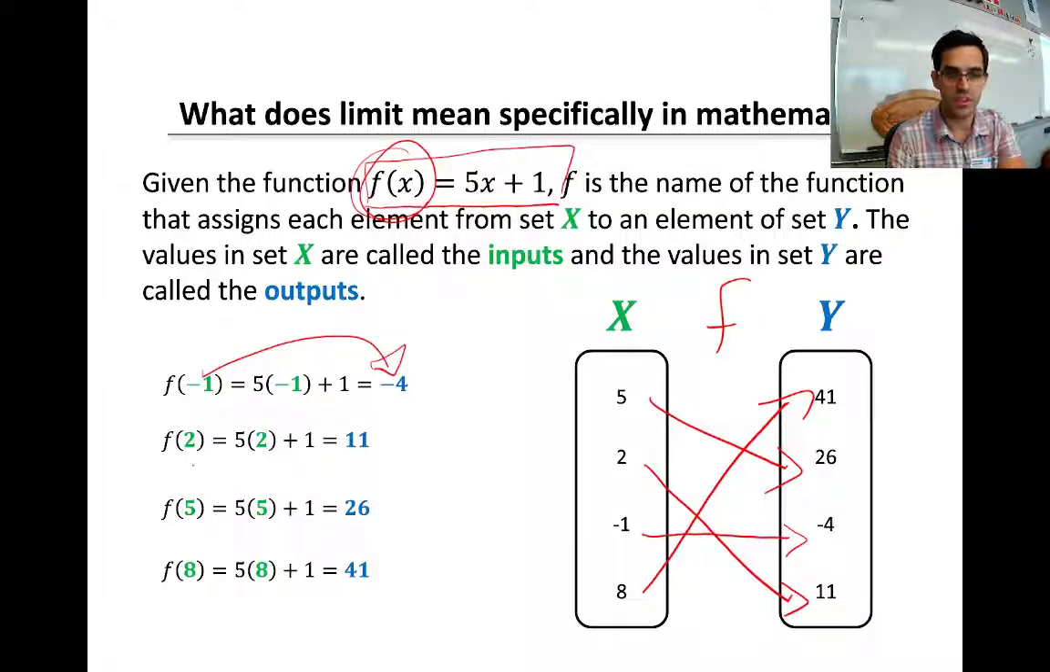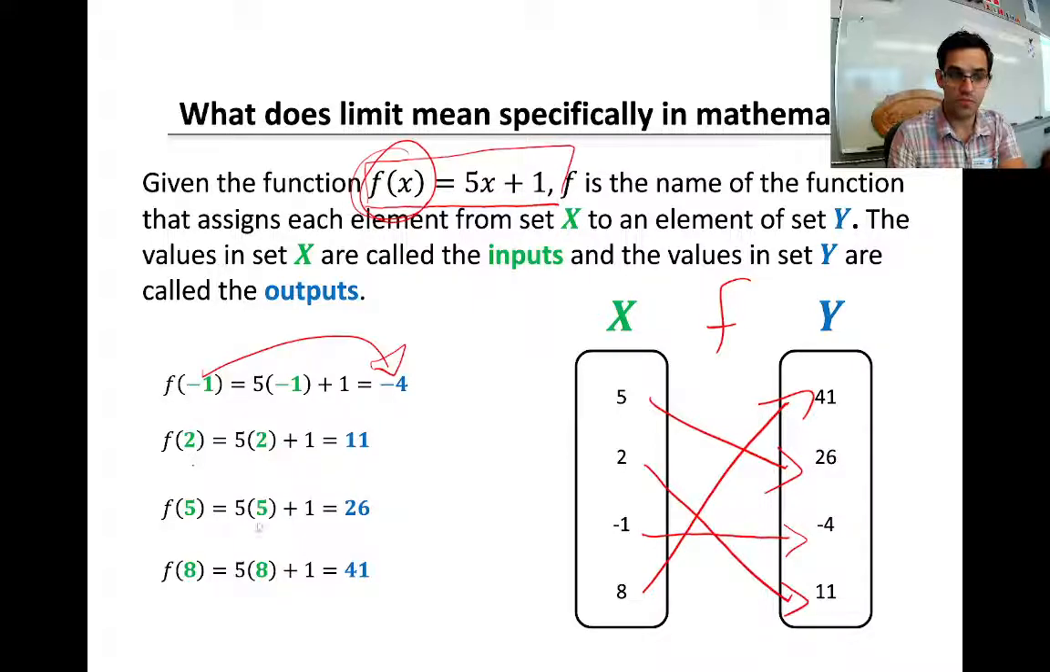So let's see here. Any real number could be an input. So let's start with negative 1. Let's go on our list. Negative 1, if I put that in there, I multiply it by 5, and I add 1, and I get the output of negative 4. So on our mapping, negative 1 will map to negative 4. If I plug in 2, f of 2 would be 5 times 2 plus 1, so that would be 11. 2 maps to 11, so I'm going to draw an arrow from 2 to 11.